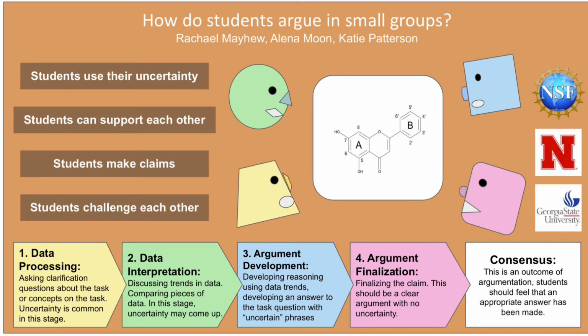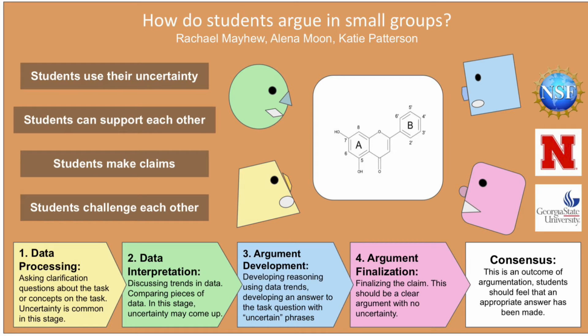And so we have a good idea about how students interact based on previous literature, but what we are doing specifically is we're trying to observe how students are using their uncertainty. They can support each other, they can make claims and challenge each other's arguments, and all of these are just different parts of a discussion.